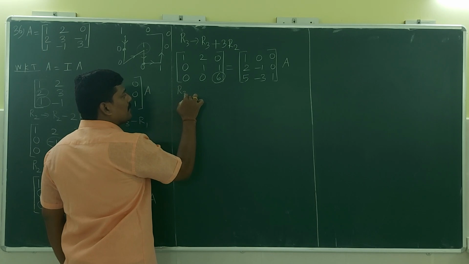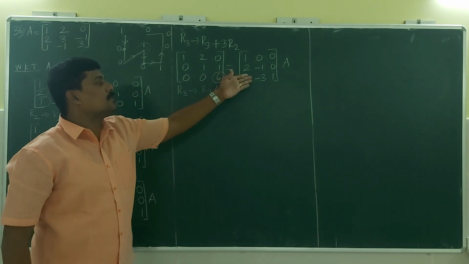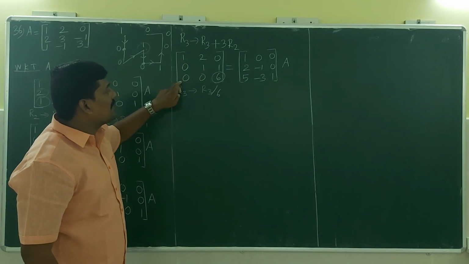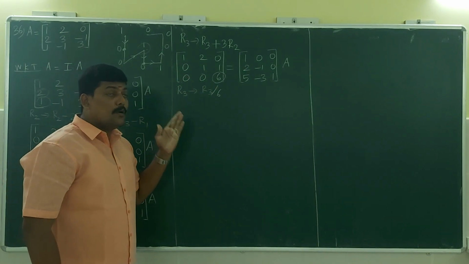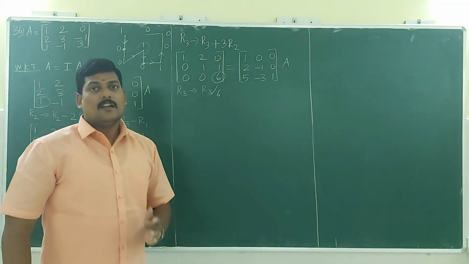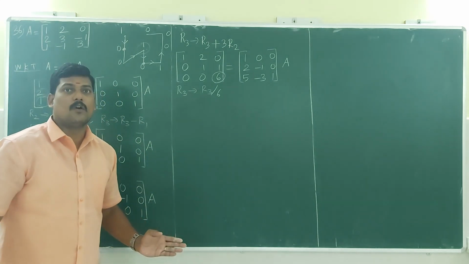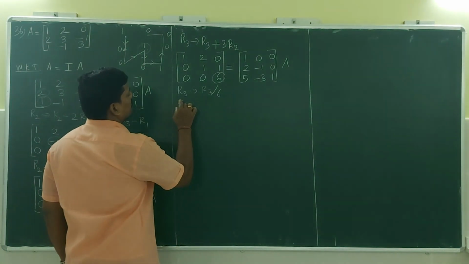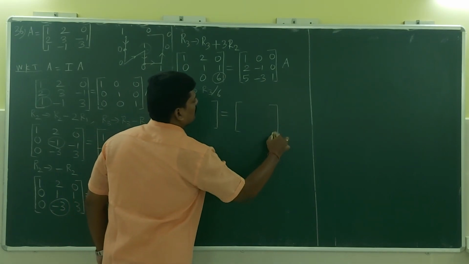The simple operation is R3 implies R3 by 6. Because if I divide the row by 6, it will not affect the previous 0, because 0 by 6 is going to be 0. So the operation we are applying should not affect the previous 1 and 0 that we have already made. Listen. So again the first row and the second row should be as it is.